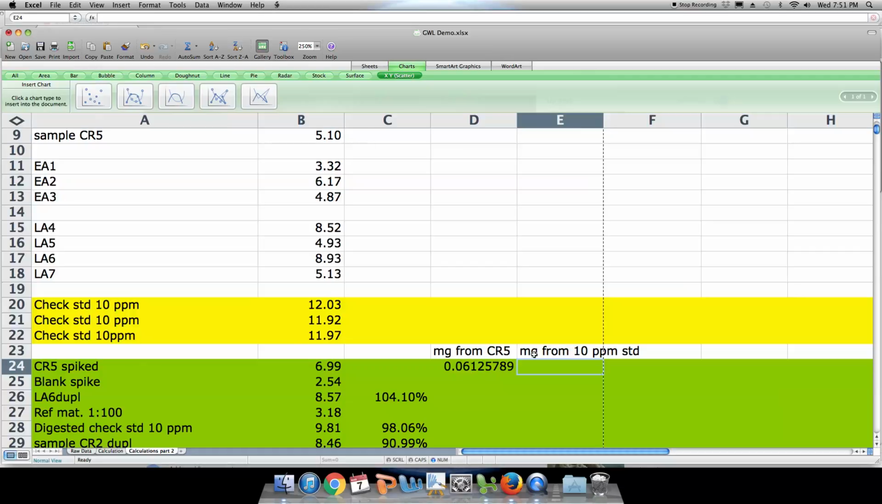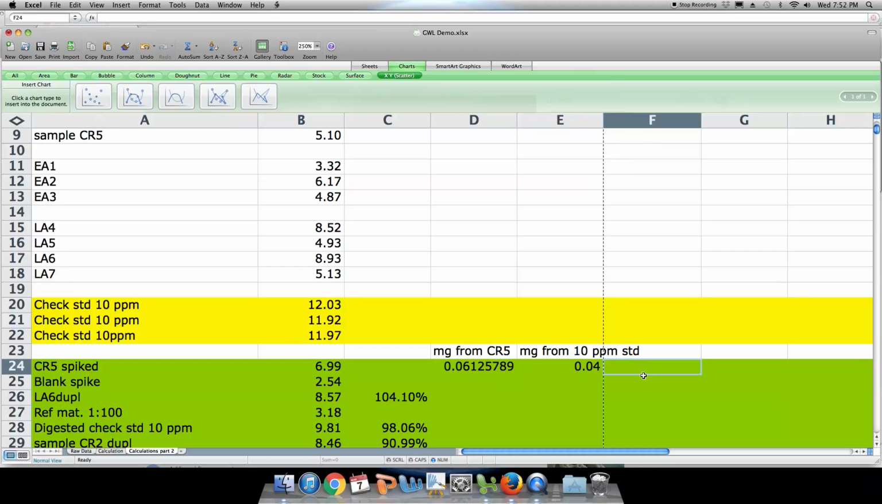Next up, how many milligrams of phosphorus from the 10 ppm standard? And that is 4 milliliters of standard, or 0.004 liters, times 10 milligrams per liter. Now, in this case, we are doing 12 milliliters of the sample and 4 milliliters of 10 parts per million standard, but the math works the same regardless. And we get 0.04 milligrams.